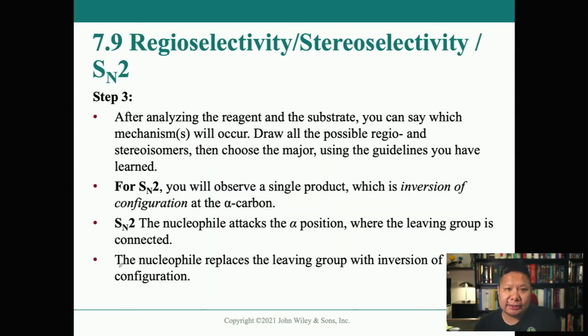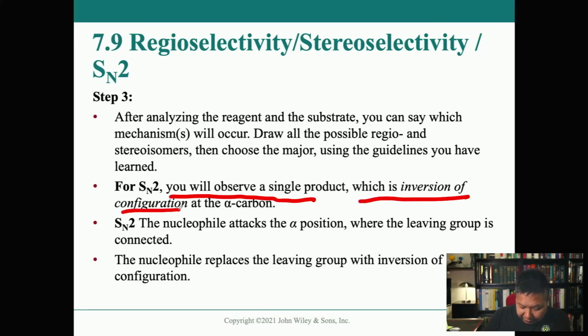Step 3: after analyzing the reagent and the substrate, you can say which mechanisms will occur. So draw out all the possible regio and stereoisomers, and then choose the major product using the guidelines that you learned in the previous slides. So, for example, for SN2, you will observe a single product, in which the product is an inversion of the configuration of the alpha carbon from the substrate, because of the backside attack.